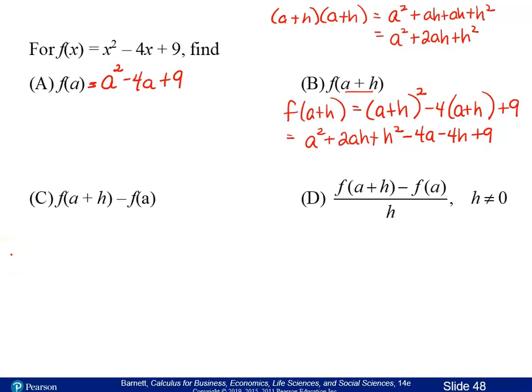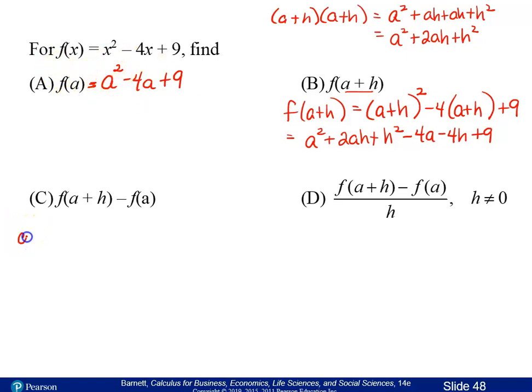All right, on part C, we're going to again follow what the notation tells me. So we're going to take this f function and plug in a plus h, which is what we just did here. So we don't have to redo it. We can just use that answer there. And then we're going to subtract f of a from that. Well, we already did f of a here. So we're basically going to take our answer from B and subtract our answer from A.